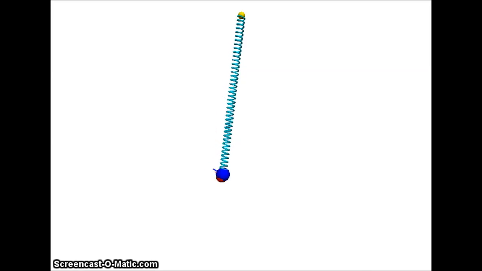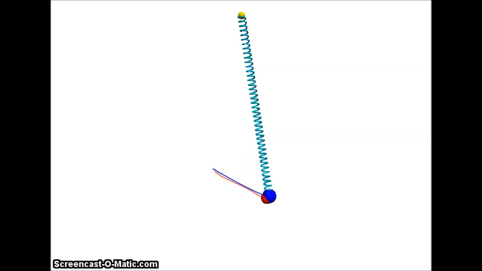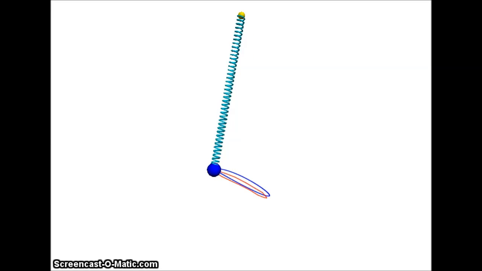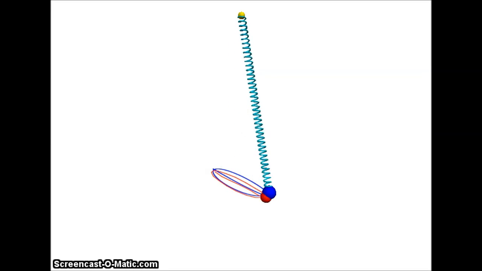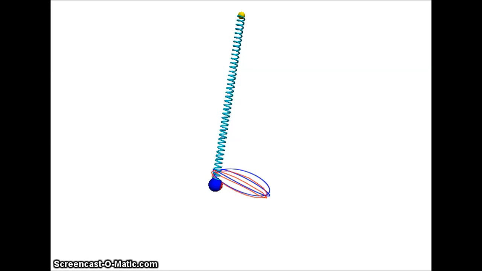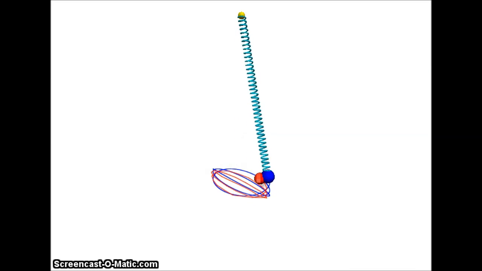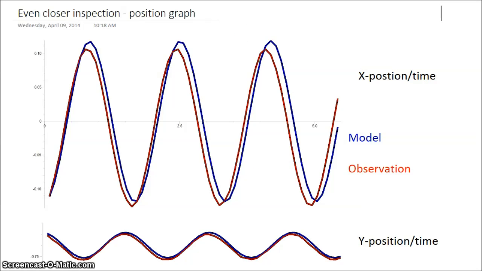Confident that the model at least resembled the observed motion, I next imported the observed motion and overlaid it on the model. You can see here that the model is in fact a pretty good approximation of the motion we observed. To find out just how good an approximation, however, I had Python produce graphs for the x position and the y position in regard to time, and you can see that the y position is in fact very, very accurate, although there is some discrepancy in the x position.